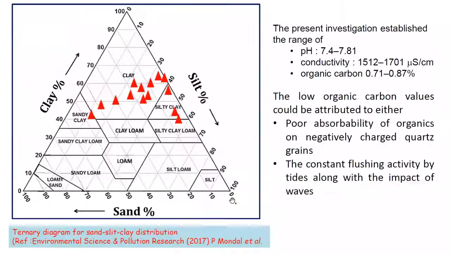And there's a very interesting relation between, if you only do the sediment, you have the sand, the clay, and the silt. And there is a very interesting coexisting diagram between them, which has been possible there. And they study the pH of the sediment, the conductivity. And what was most interesting was that the organic carbon compound was very low compared to the other coastal regions on the west part. If you study the sediment, it has very low organic compound, which talks about the poor absorbability of organics on the negatively charged quartz grain, which is attributed to the flushing activity of the tides.